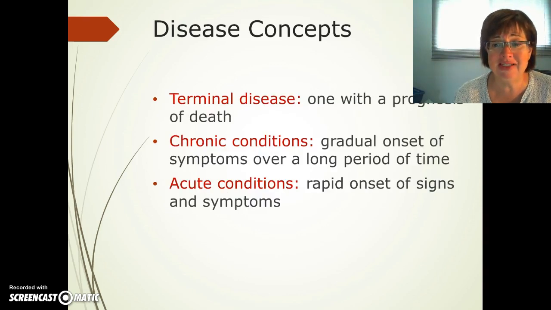It can be a terminal disease, which means you have death, a chronic condition where you have gradual onset over a period of time, or it can be acute. It's rapid onset, and it usually dissipates within a few days or a few weeks.